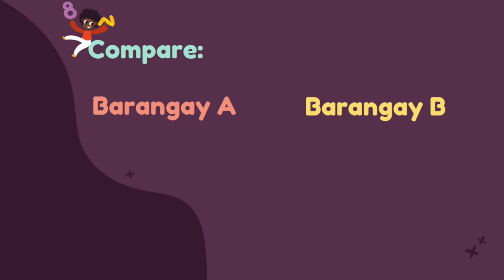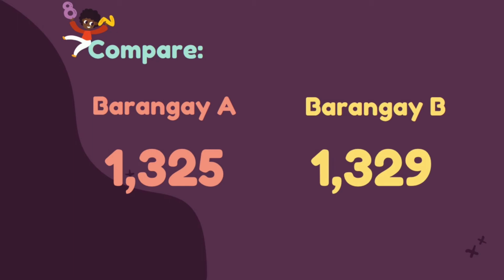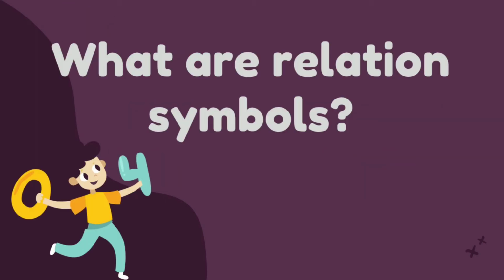So, Barangay A has 1,325 voters and it is written as this, while Barangay B has 1,329 voters and it is written as this. Now class, let's try to compare these two numbers using relation symbols. What are relation symbols? Class, do you have any idea what are relation symbols? If you don't have an idea, that's alright. Now, let's discover what are relation symbols.